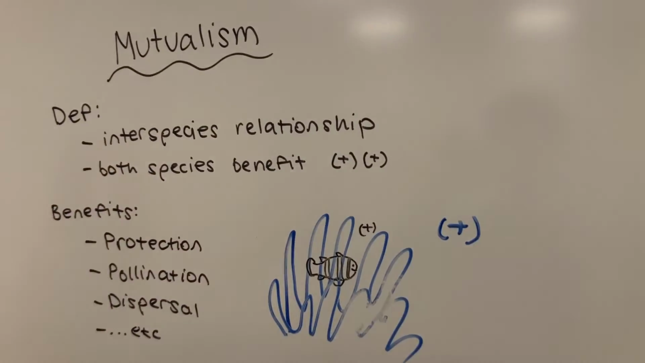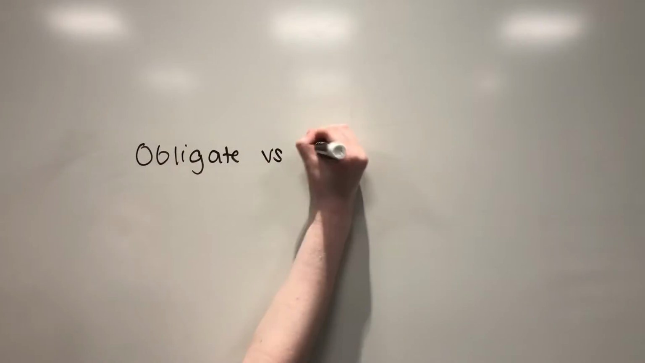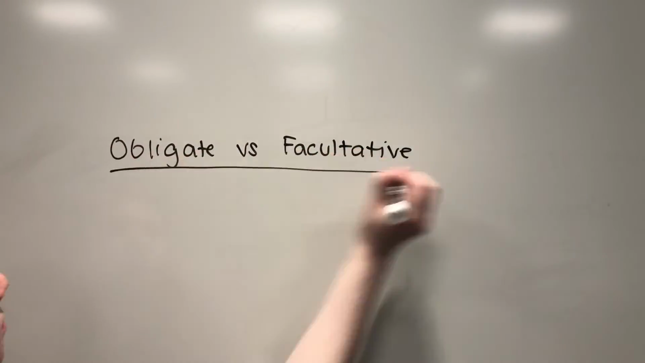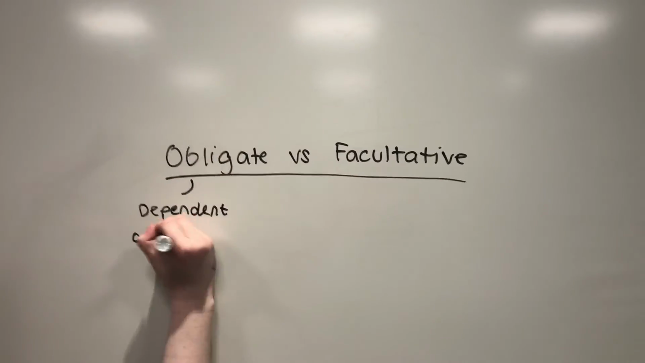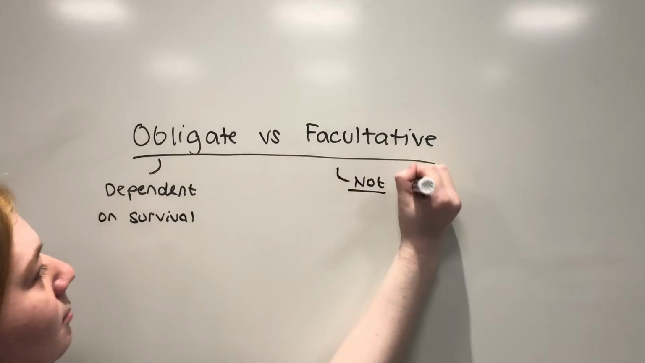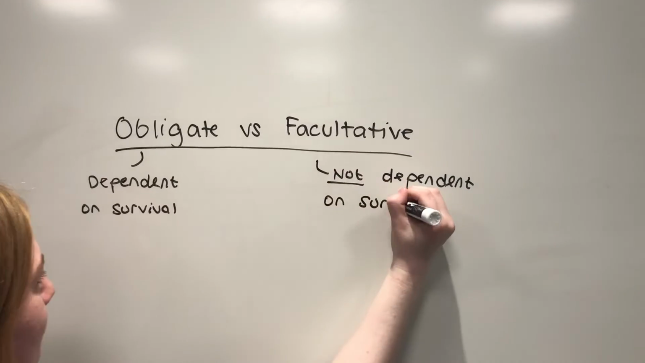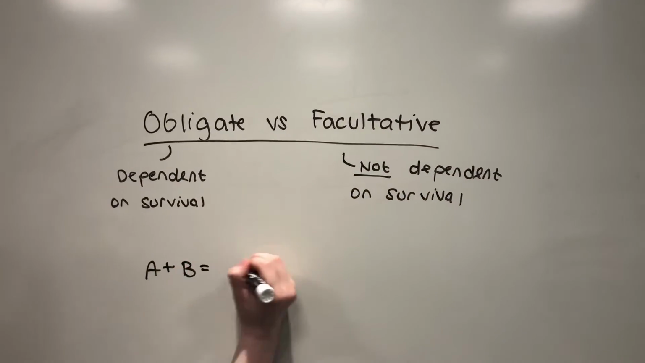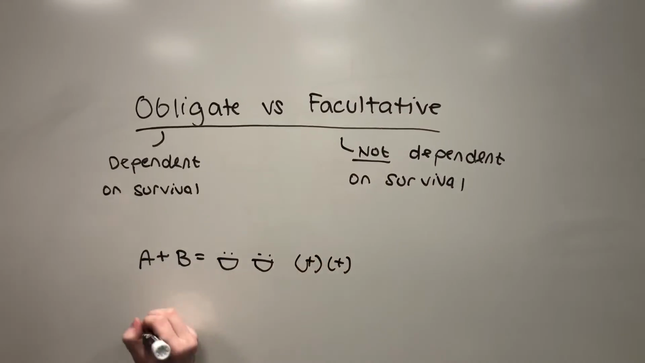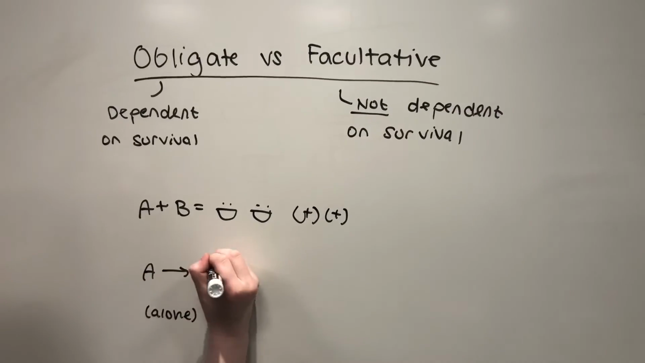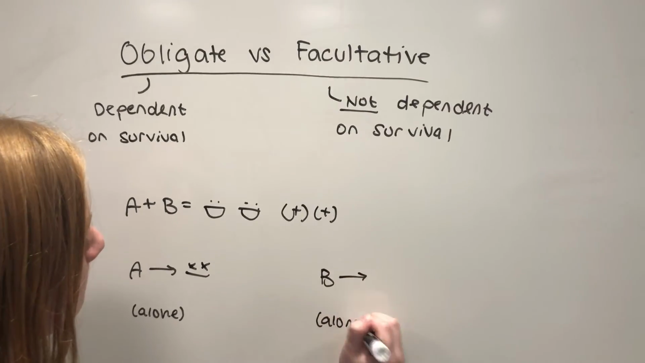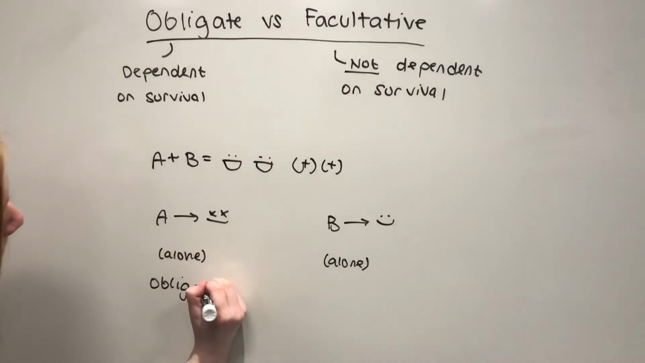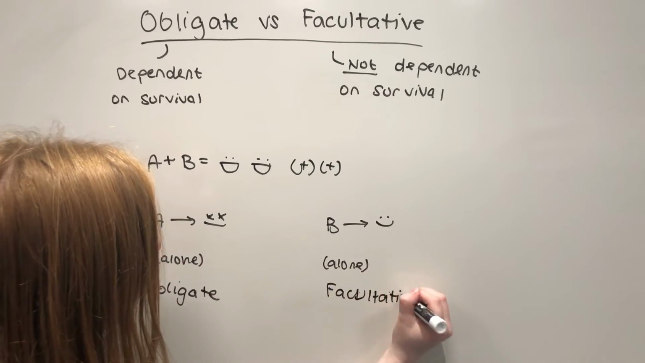Mutualistic relationships can be either obligate or facultative. Obligate mutualism is where the survival of one or both organisms is dependent upon the relationship. Facultative mutualism is where one or both organisms benefit from but are not dependent upon the relationship for survival. A mutualistic relationship could be both obligate and facultative if species A is dependent on species B and species B benefits from but is not dependent on species A.